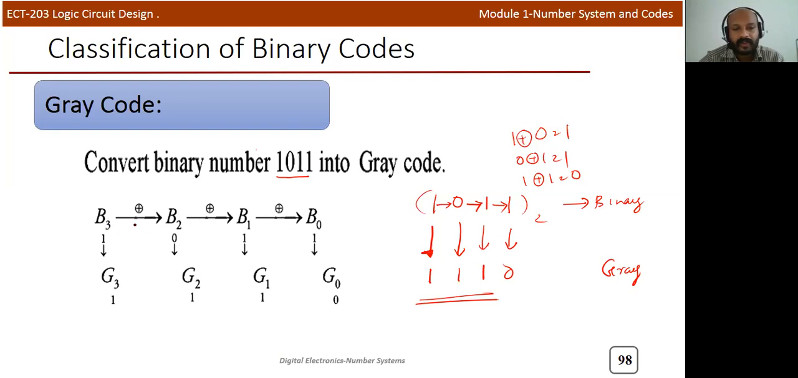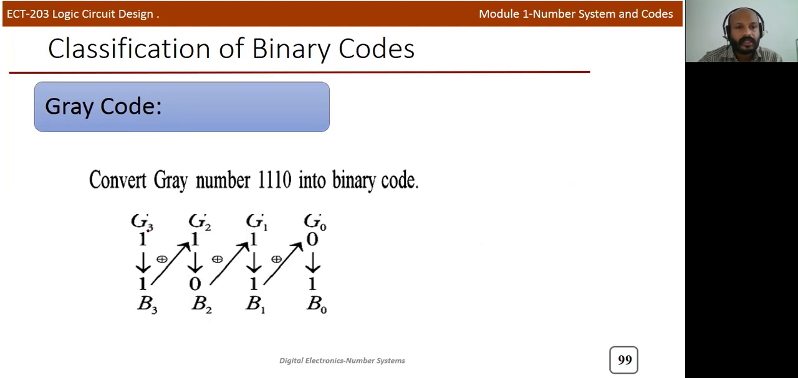B3, B2, B1 represent the binary positions. G3, G2, G1, G0 represent the gray code sequence. The first value of 1011, the 1, is exactly written here. Then 1 XOR 0 will be 1. 0 XOR 1 is 1. 1 XOR 1 will give you 0. So this is the procedure for how we can convert binary to gray. You can remember this particular sequence: B to G.